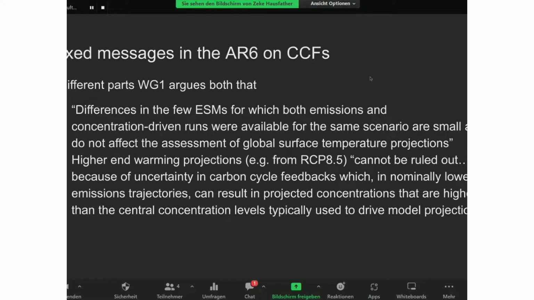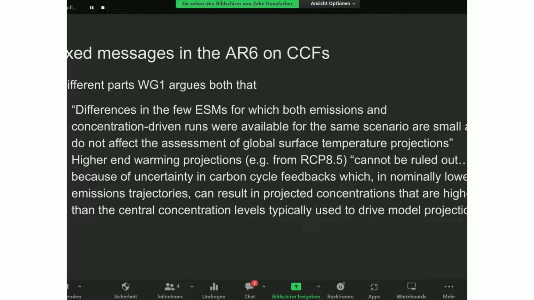And so one of the impetuses for this project was to try to resolve some mixed messages in the IPCC 6th Assessment Report on carbon cycle feedbacks. Specifically, different parts of Working Group 1 were arguing both that differences in the few ESMs for which both emissions and concentration-driven runs were available for the same scenario are small and do not affect the assessment of global temperature projections. However, in other parts of Working Group 1, it was mentioned that higher end warming projections, e.g.